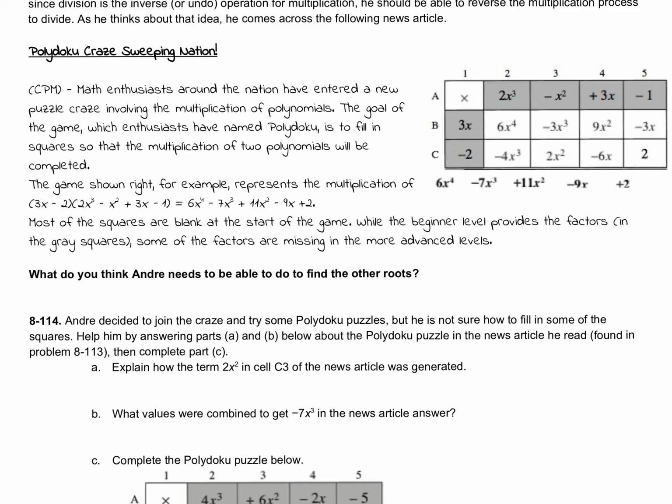Some beginner levels have the factors in the gray squares. Some of the factors are missing in the more advanced levels. But most of the white squares are going to be blank.